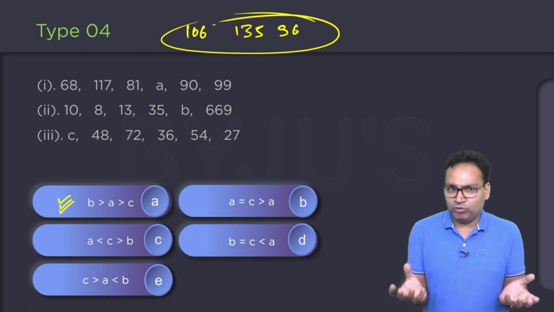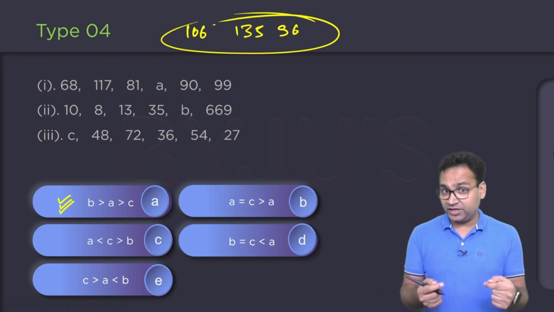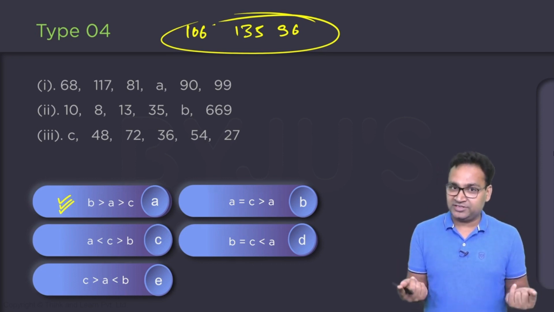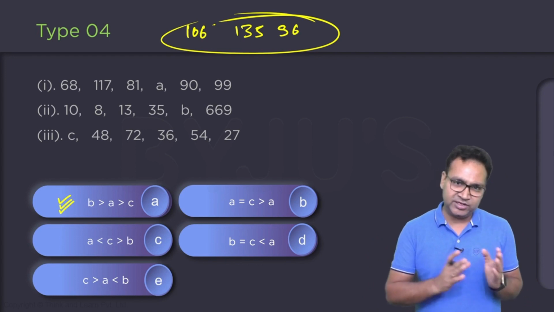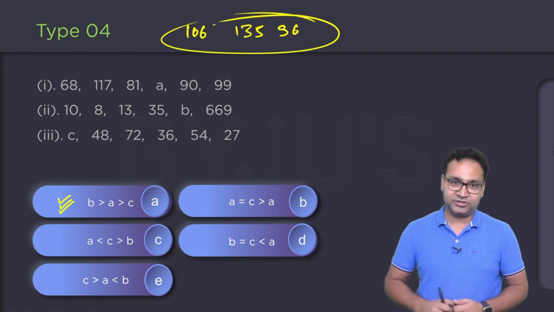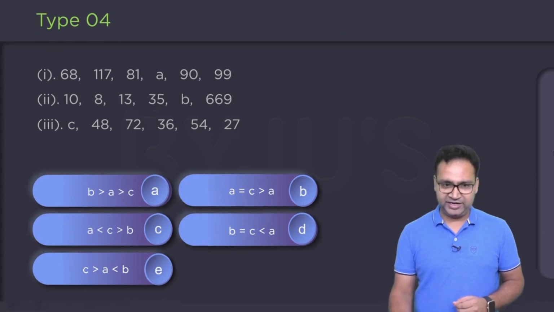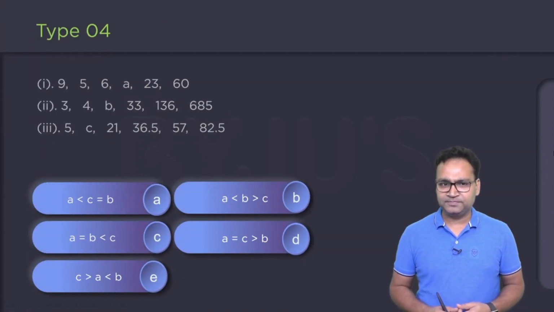This is called type 4, where we can very easily decode the 3 number series and then establish a relationship. No need to say these questions are time consuming. So maybe in the exams which are trickier in nature. Okay, right. This is another example of type 4.